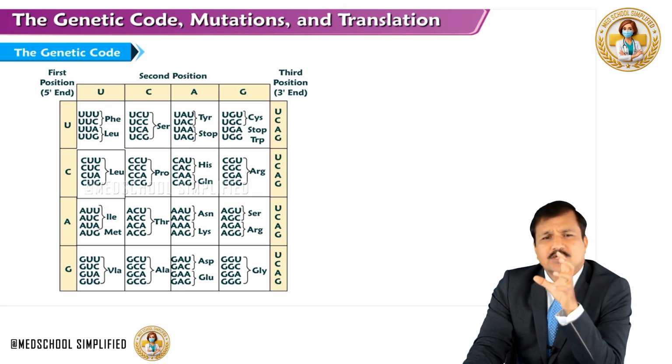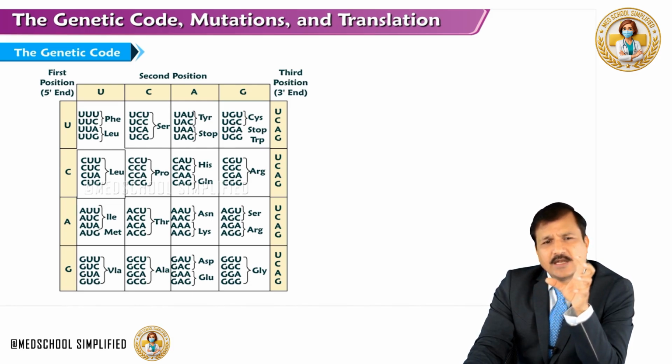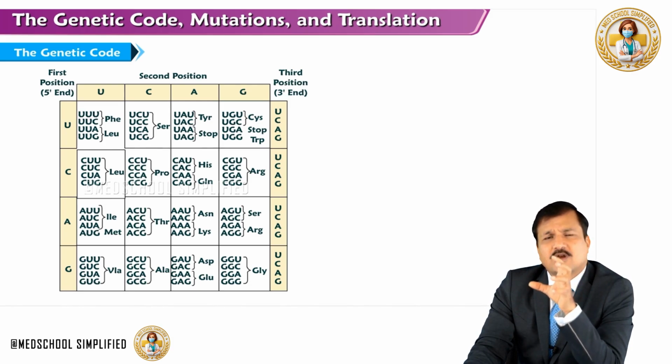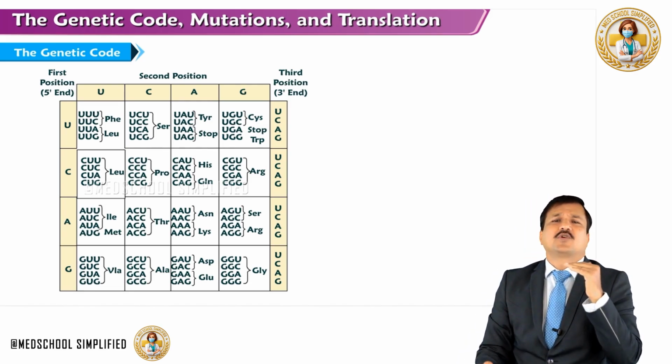And the code is also commaless, it is contiguous. There is no space or commas between the codons on mRNA. And neighboring codons on a message are non-overlapping. So these are all the characteristics of codons.